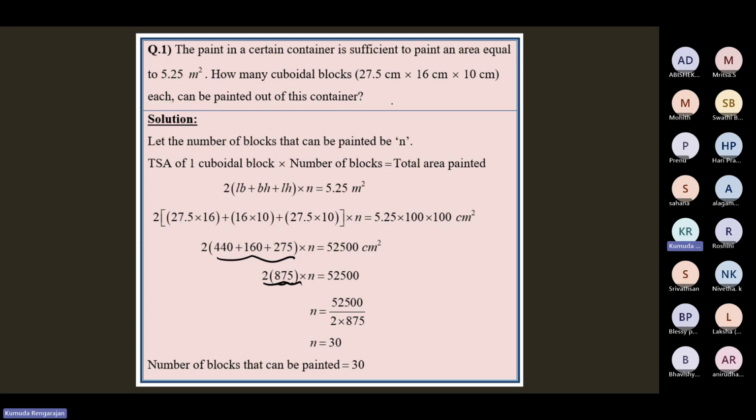So I told you whenever you have to find a number, it is area divided by area. The greater area in the numerator, the smaller area in the denominator. It will be area by area or volume by volume, the bigger volume divided by the smaller volume. So here also it's the same thing. The number of blocks is equal to the total area that is painted divided by the area of one block. That's about the first one.